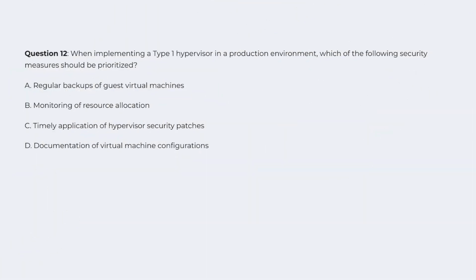Question number 12. When implementing a Type 1 hypervisor in a production environment, which of the following security measures should be prioritized? A. Regular backups of guest virtual machines. B. Monitoring of resource allocation. C. Timely application of hypervisor security patches. D. Documentation of virtual machine configurations.